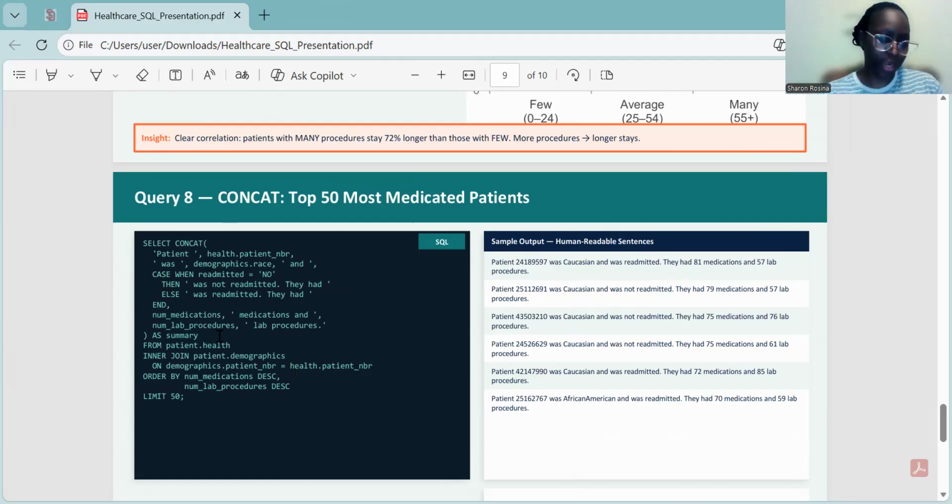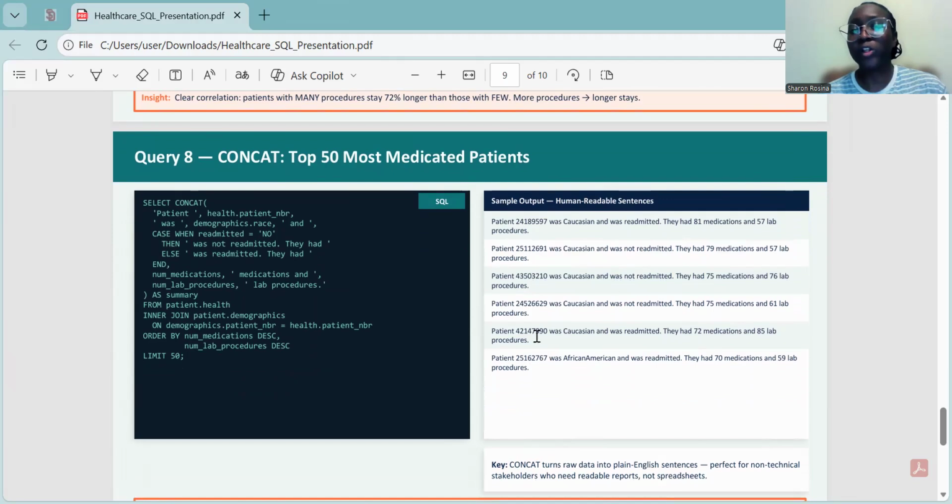And I did this using CONCAT. I also embedded the case when, so that is like case when readmitted no, then was not readmitted, else was readmitted, and I used the case when here. The results were also sorted by the number of medications in descending order, from first to last. And I also used an inner join because I was connecting both tables, the patient table and the demographic table. So giving this to the hospital management, they can see that this patient was African American and was admitted. They had this number of medications and 59 lab procedures, in human readable sentences, and I was able to achieve this using the CONCAT statement.